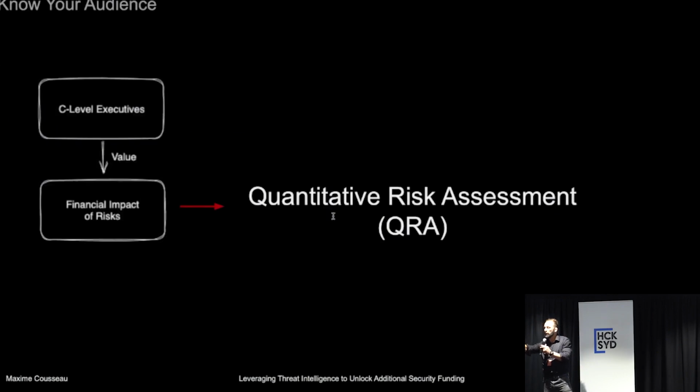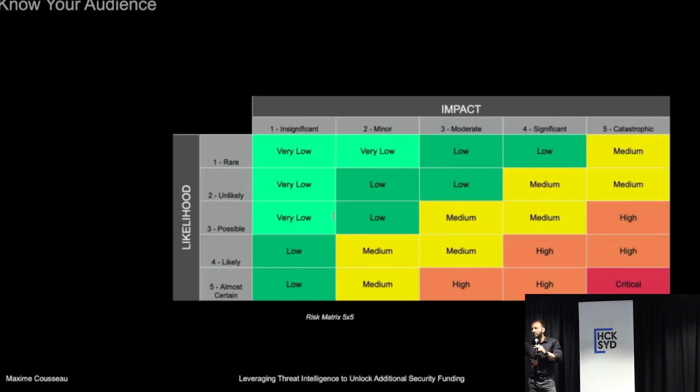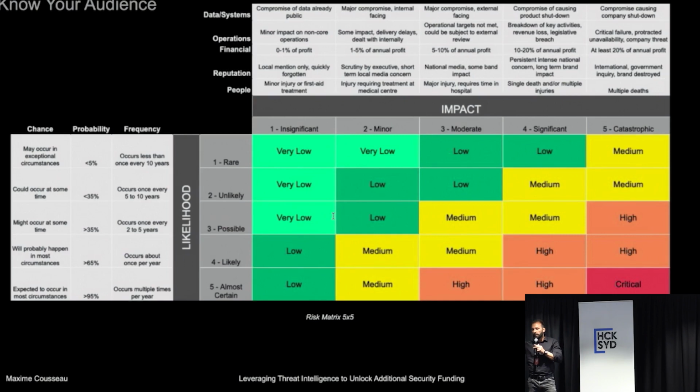But talking about knowing your audience, again, C-level executives value financial impact of risk. So let's talk about quantitative risk assessment and avoid talking about risk levels. I'm sure you're familiar with the 5x5 risk matrix. Very common. So how about if we bring more context to it and have data and system impact, and impact for reputation.